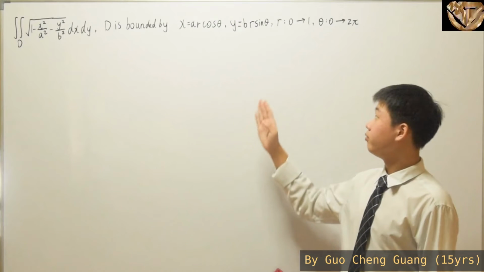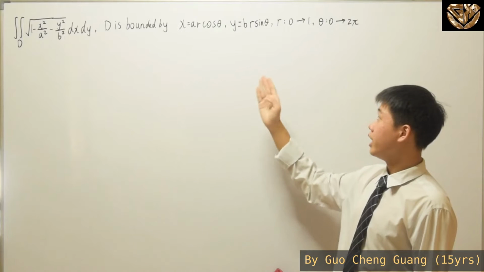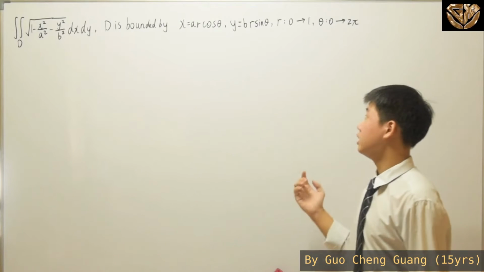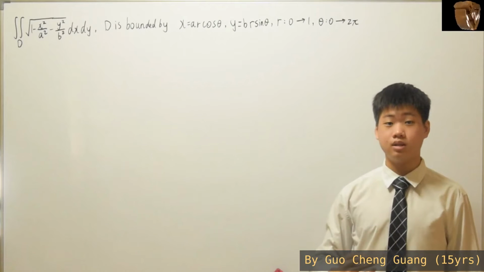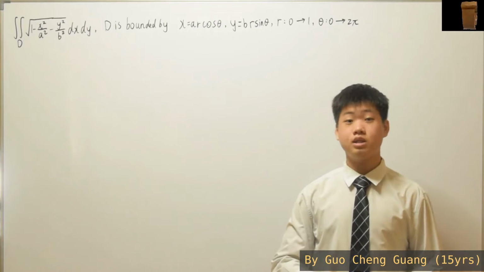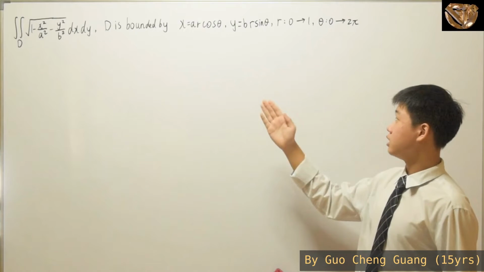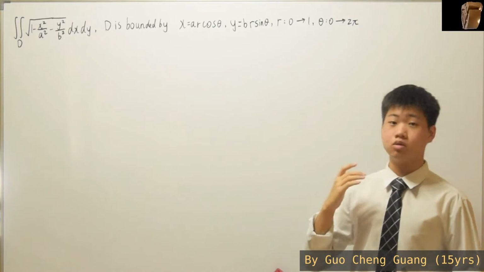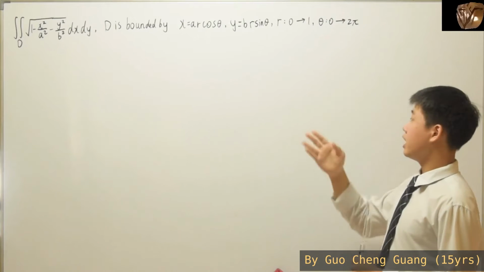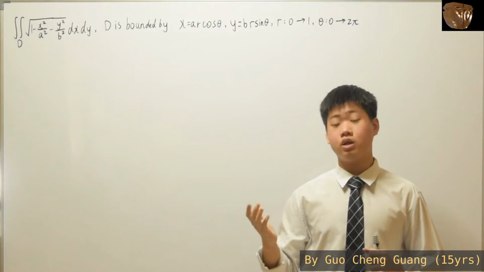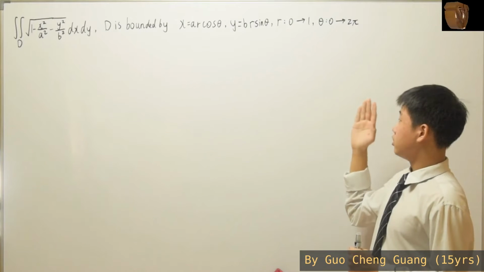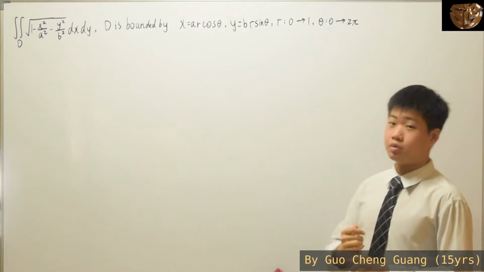But you have to be aware, this boundary is now x is equal to ar cosine theta and y is equal to br sine theta. Not really your normal polar coordinates that you'll see, since normally you would see x is equal to r cosine theta, y is equal to r sine theta. But this time you have a and b. Well, a and b are not necessarily equal to each other. So r is from 0 to 1, while theta is from 0 to 2 pi.